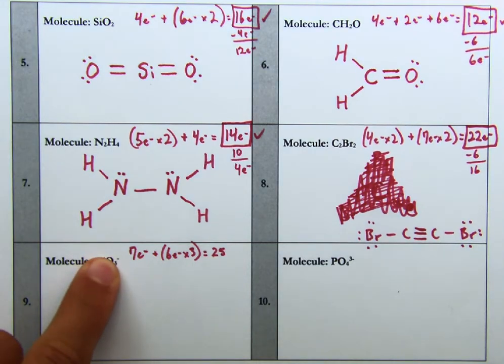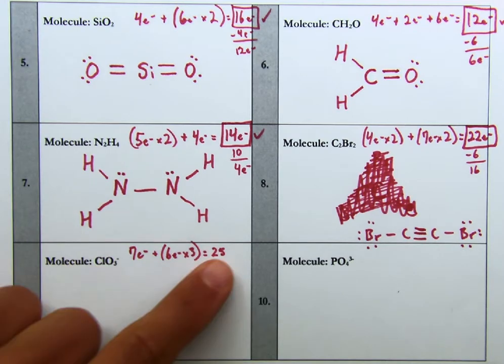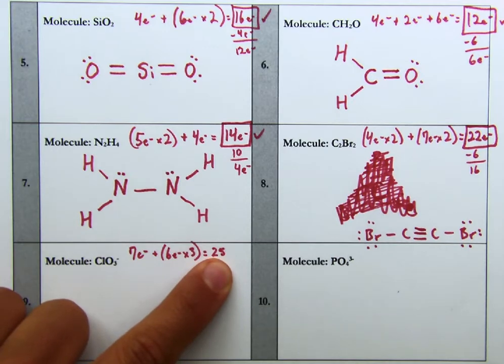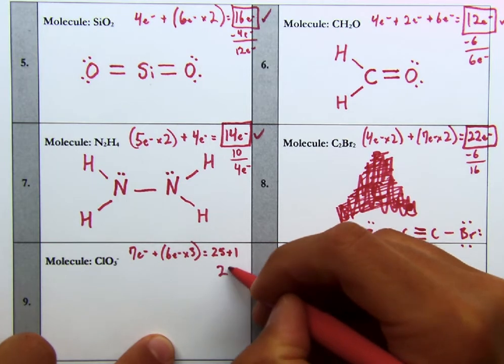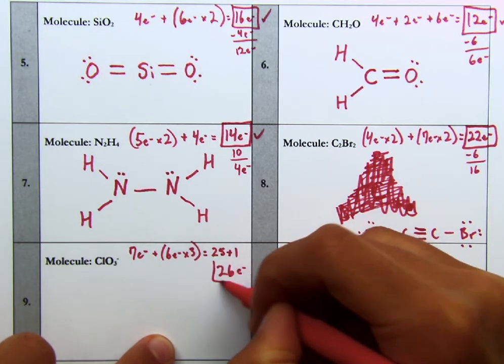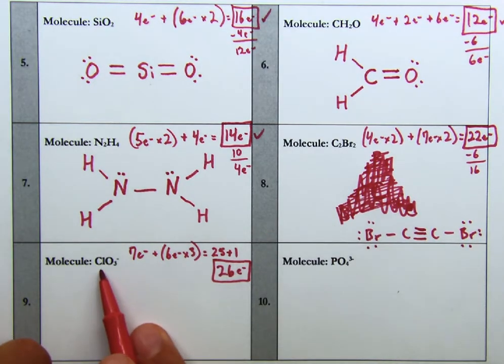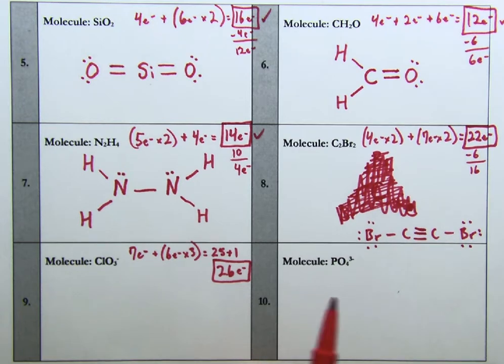But this has a minus charge. So that means that overall, it has an additional electron. So neutral ClO3 would be 25. If it's ClO3 with a minus charge, that means it has an additional electron. So you have to say 25 plus 1, which is 26 valence electrons. So you need to take that into account.